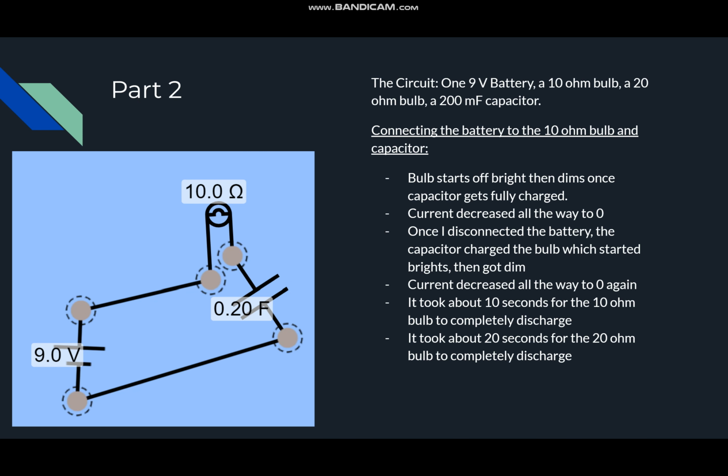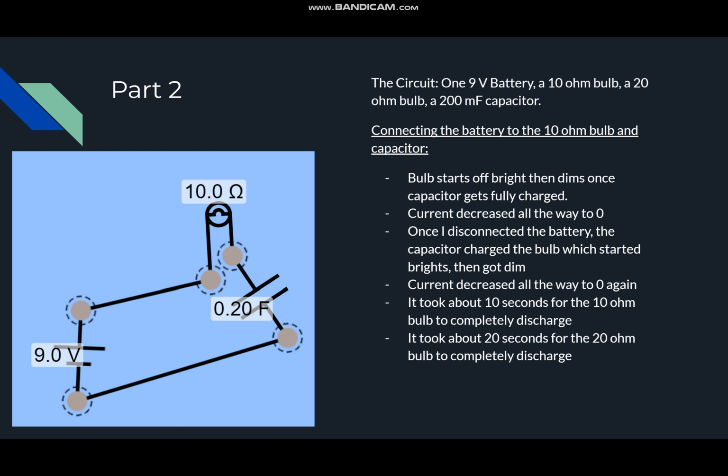For part 2, I used this circuit. I had a 9 volt battery, a 10 ohm bulb, a 20 ohm bulb, and a 200 millifarad capacitor. So with the 10 ohm bulb, I connected it as seen to the left here. The bulb started off very bright and then it dimmed as the capacitor charged until it was fully charged. At that point, the current decreased all the way to 0.